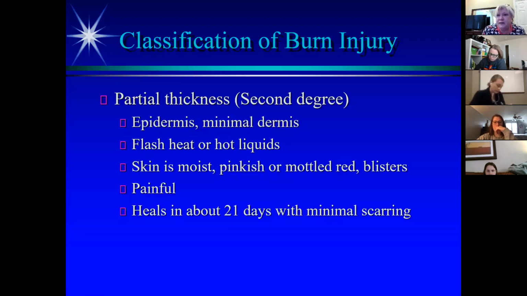Now, a partial thickness burn is into the middle area, and this is usually hot liquids or a hot flash type of fire that gets you, and it is very moist. It's pink also, but it's very moist in nature, not dry. It's characterized typically with blisters, or even if the blisters have popped, the water inside the blisters makes it moist. It is very painful, and it will heal on its own in about 21 days.